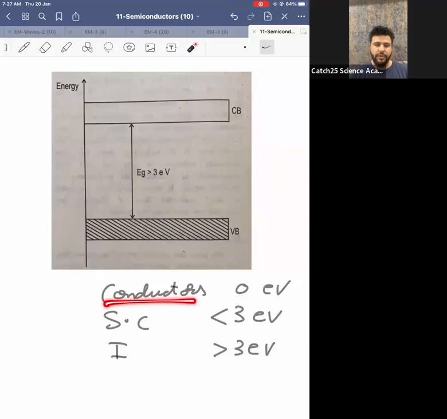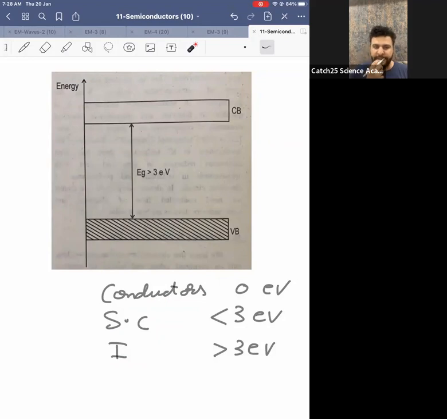Therefore, can I say for conductors, all electrons can travel? Semiconductors, few electrons can travel. And insulators, 0 electrons can travel. And if 0 electrons can travel, it will not conduct electricity. Okay, this is the basic.